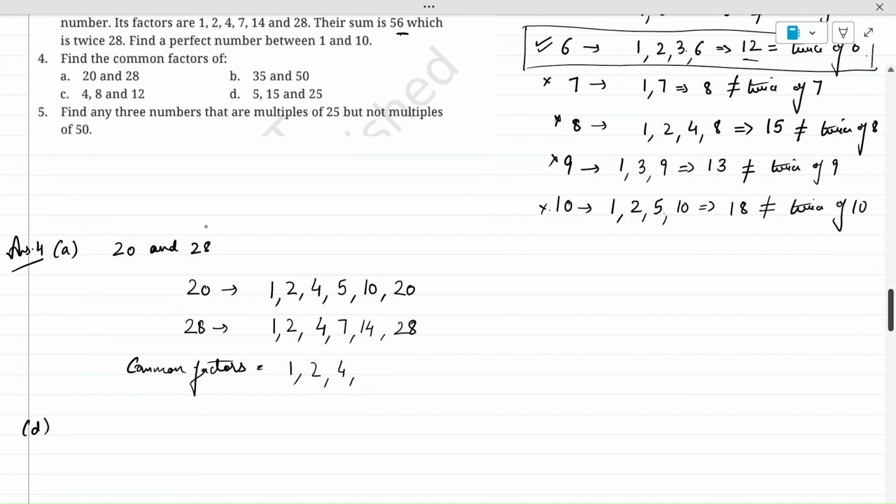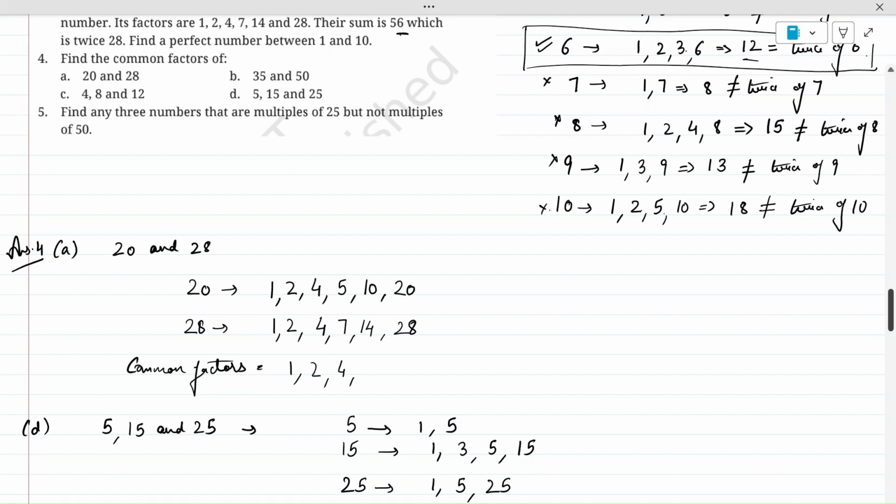B and C, kids, you have to do yourself because we have done many questions like this in grade 5 also. 5, 15 and 25. So for 5 the factors are 1 and 5, right? For 15 it is 1, 3, 5 and the number itself 15, and for 25 it is 1, 5 and what is the other number? 1, 5 and 25. So what are the common factors?